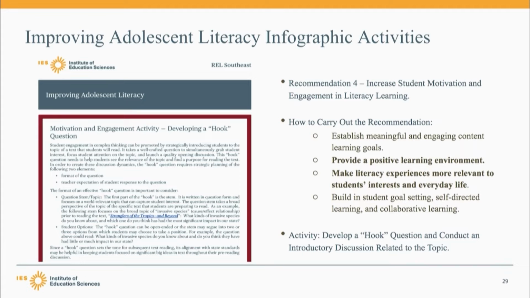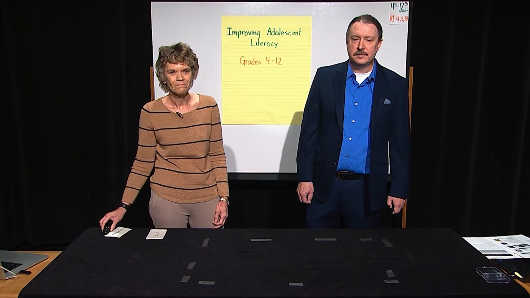This involves presenting a hook question that is interesting and relates to the topic of the text students will read. The article that provides context for this infographic is Stranglers of the Tropics and Beyond, and it has to do with lianas, an invasive vine, the damage it does, and how it's spreading north. So, Dr. Lee, let's talk about a question that generally relates to that topic.